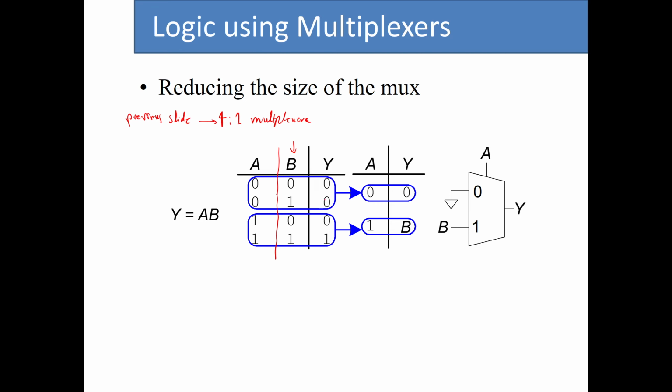So let's just see what happens. For these 2 rows, for which A is 0, for both of them, what is the relationship between Y and B? As you can see, Y is always 0 for these 2 rows. So that means that it doesn't depend on the value of B. When B is 0, Y is 0. When B is 1, Y is still 0. So in this case, we can use it like this. We say when A is 0, Y is 0, no matter what the value of B.